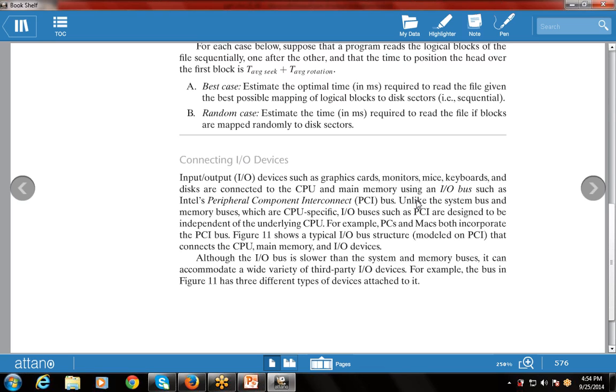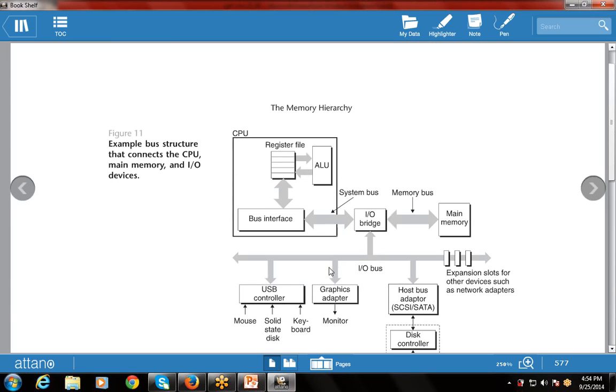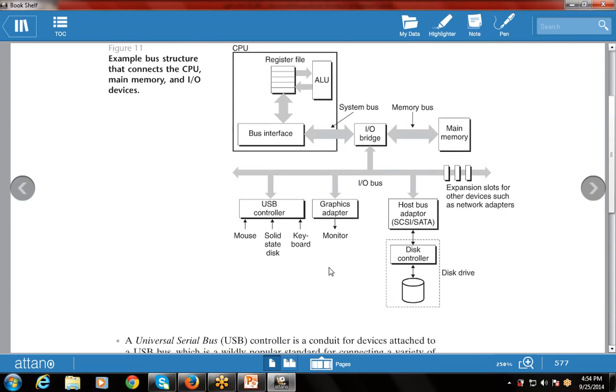For example, PCs and Macs, that is personal computers and Macs, are both part of the PCI bus. This is what we have discussed with the help of slides.